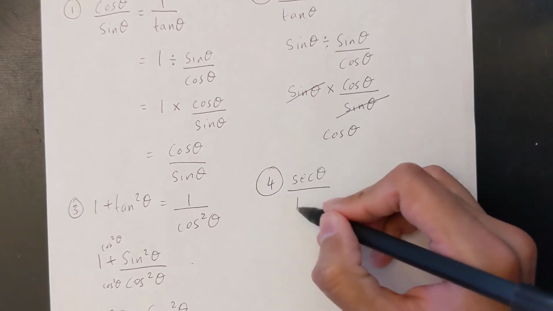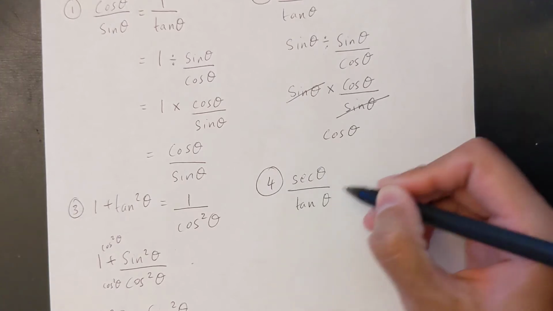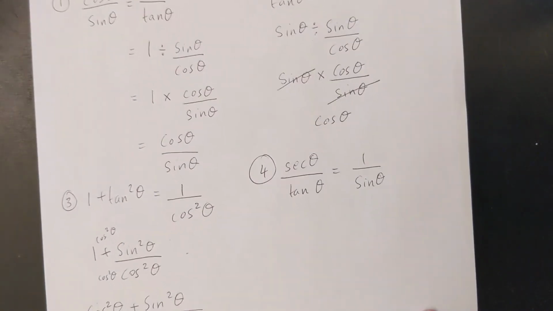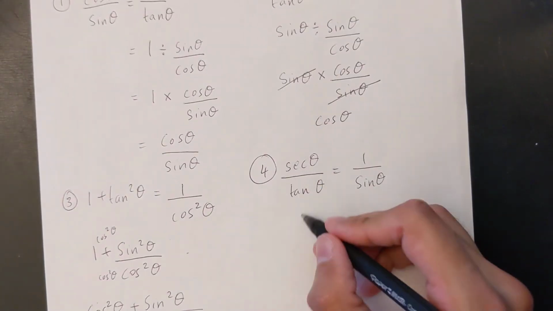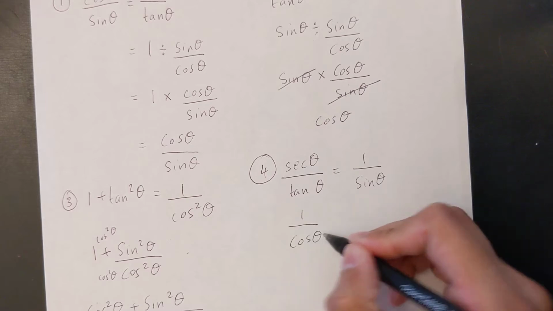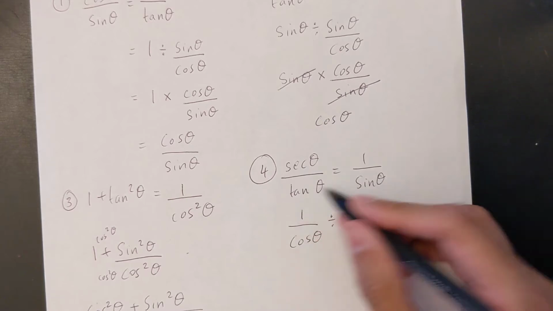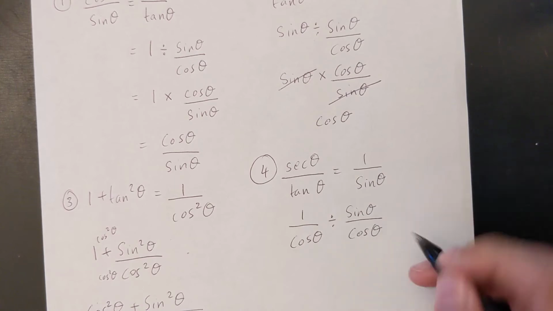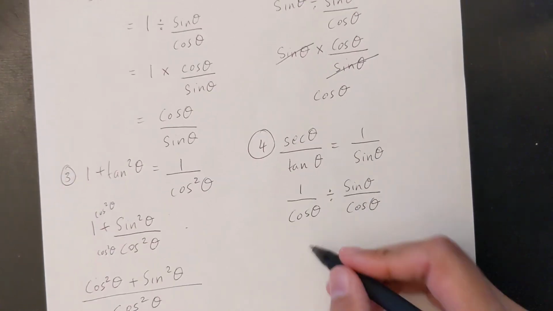Sec theta over tan theta equals 1 over sine theta. I know sec theta is 1 over cos theta divided by tan, I know, is sine theta over cos theta. I'm going to flip my divide.